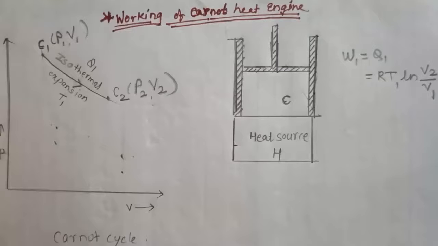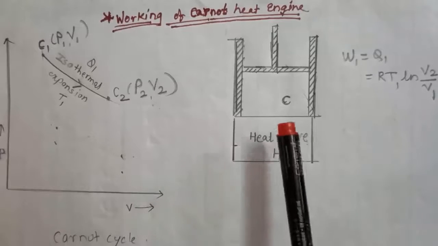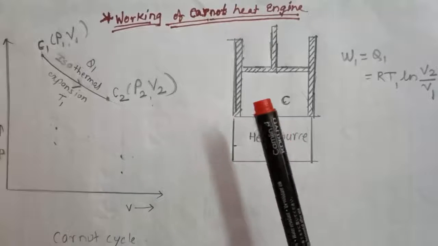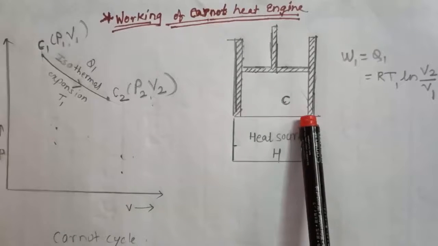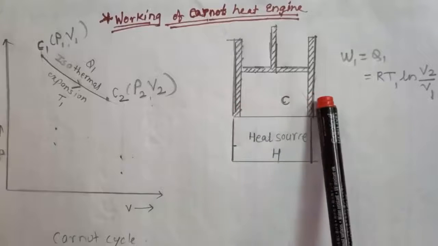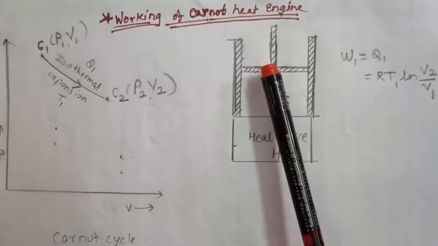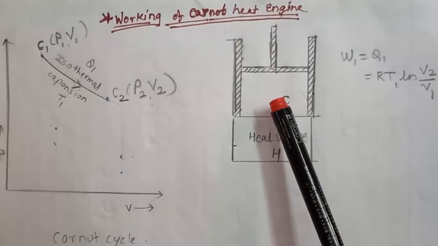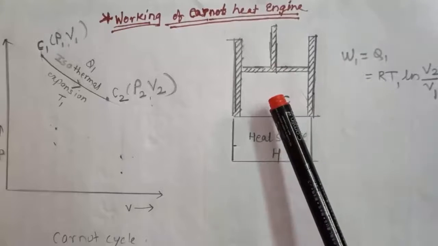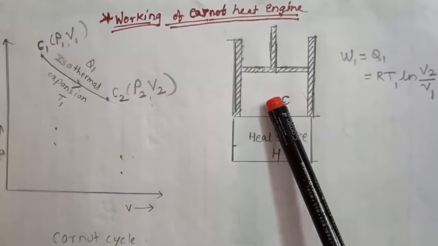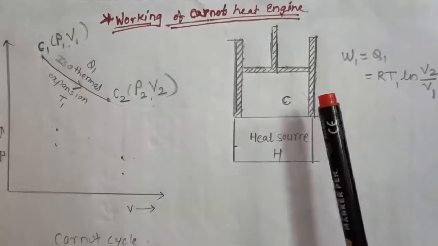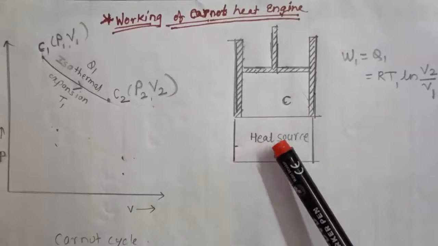First step in working, isothermal expansion. Cylinder C is placed on a heat source H. The cylinder has a conducting base, the side wall of the cylinder is made up of insulator, and an airtight movable piston is fitted to this cylinder. The cylinder contains a working substance like a gas. The cylinder is in direct contact with heat source H.